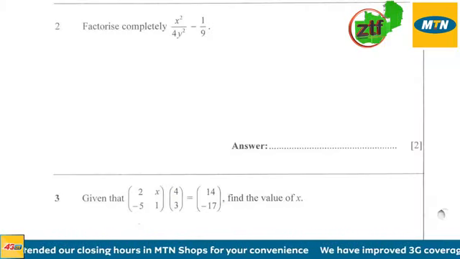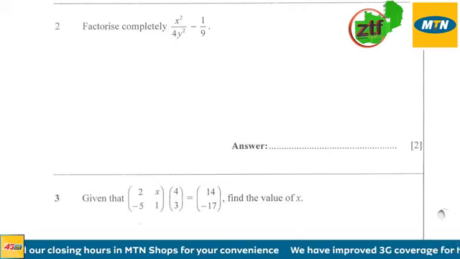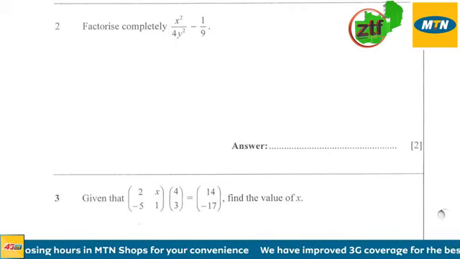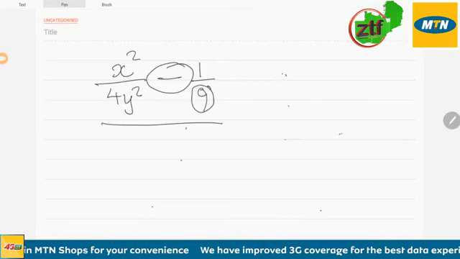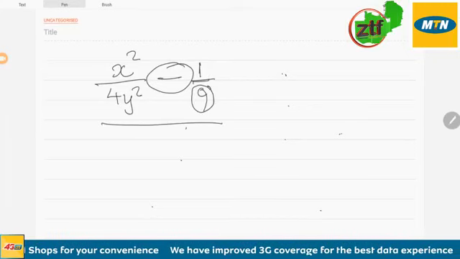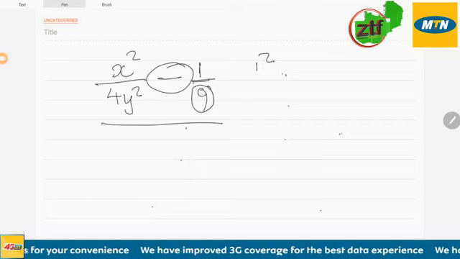Now, when we look at the given question, we have this operation, which is subtraction, a difference. We also have terms like 9 and 1 over 9. 1 over 9 is the same as 1 squared over 3 squared.